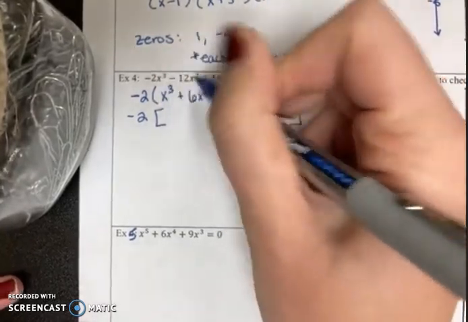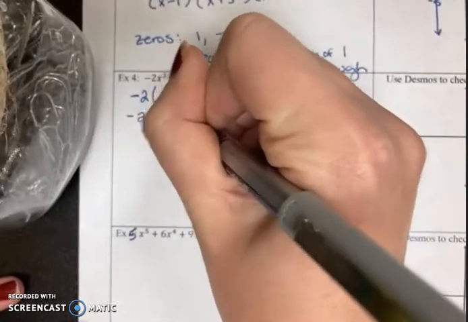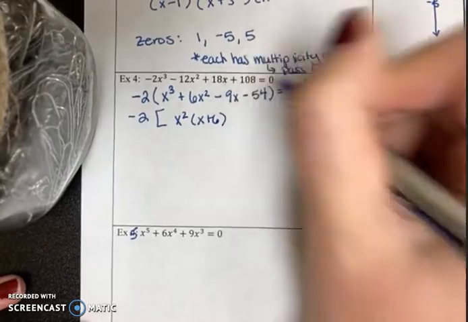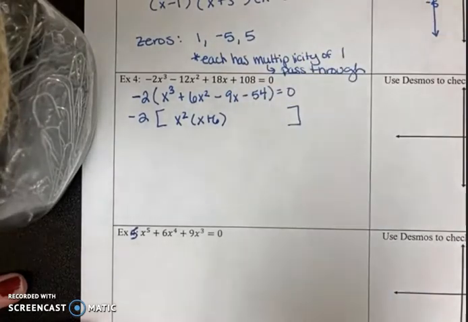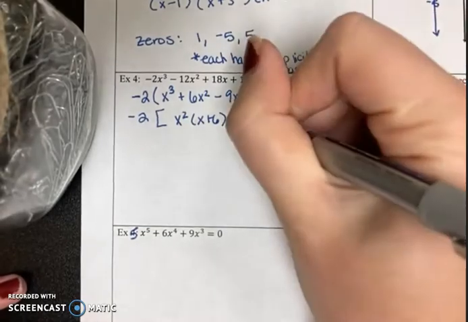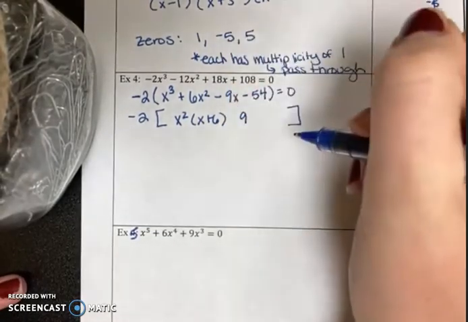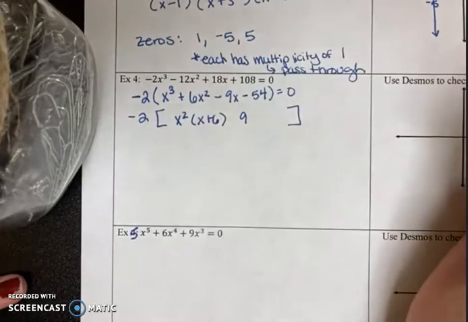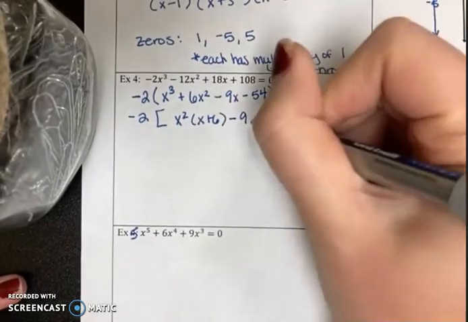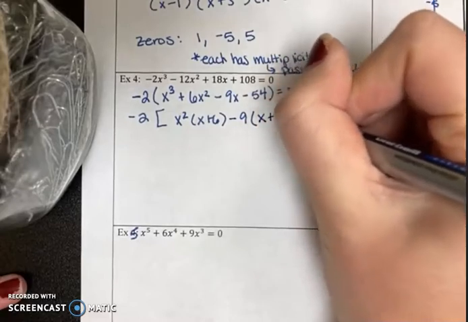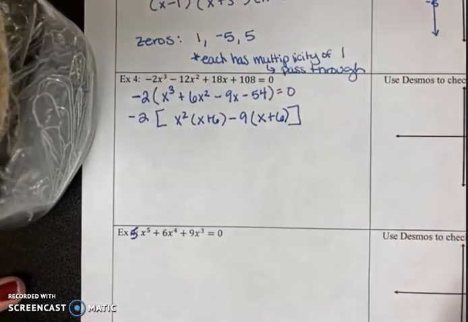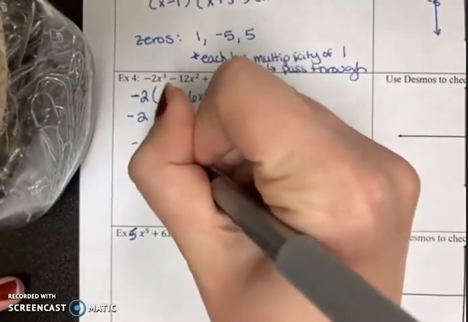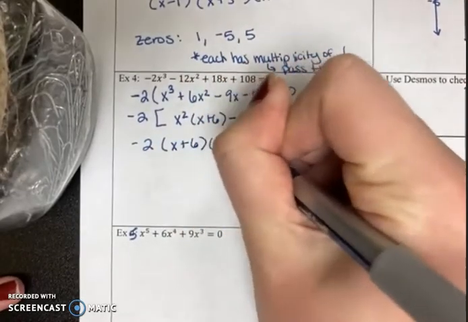Looking at the GCF of the first 2 terms, I see that that would be x squared with x plus 6 remaining. And then looking at the negative 9x minus 54, they both are divisible by 9. But if I just pulled out the 9, I would have a negative x minus 6. That does not match what is in these parentheses. So let's pull out a negative 9. So that way I'm left with x plus 6.